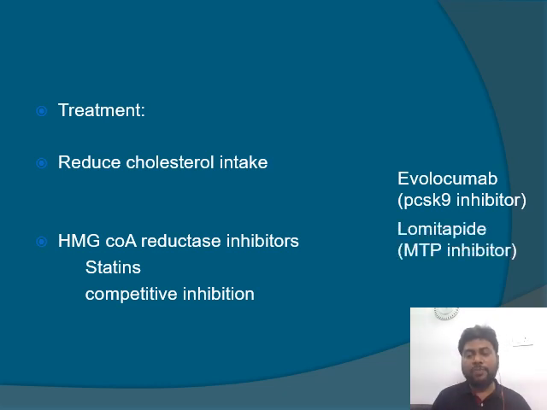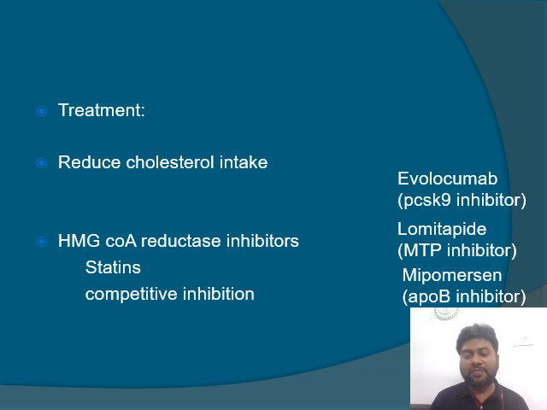Apart from that, we also have a drug called lomitapide, which can inhibit the microsomal triglyceride transfer protein. This microsomal triglyceride transfer protein is very much needed for VLDL synthesis. So when VLDL, which is the precursor of LDL, is not produced, LDL production will also be decreased, and thus it can help in decreasing the risk of atherosclerosis.